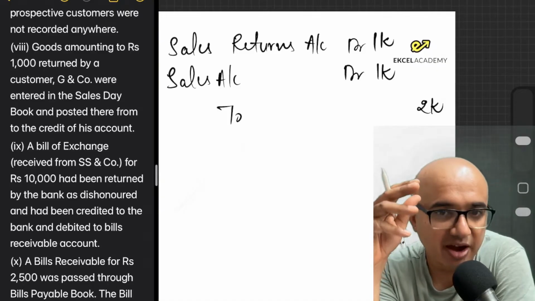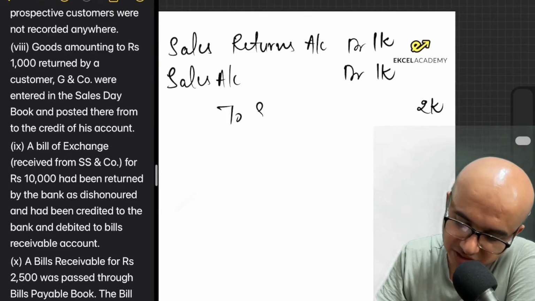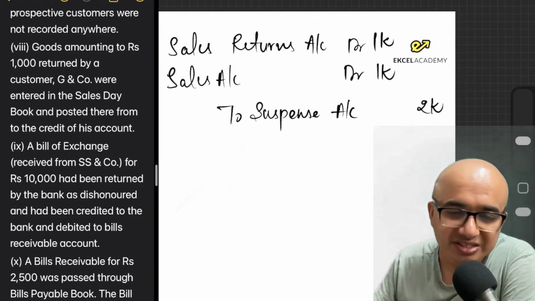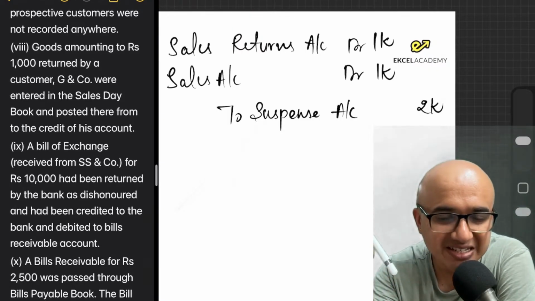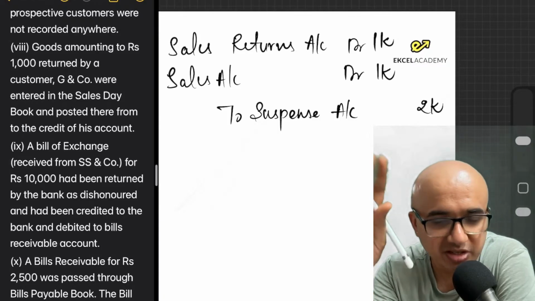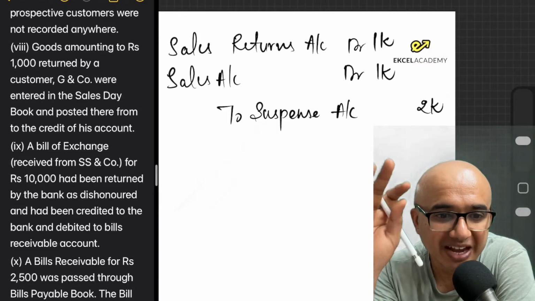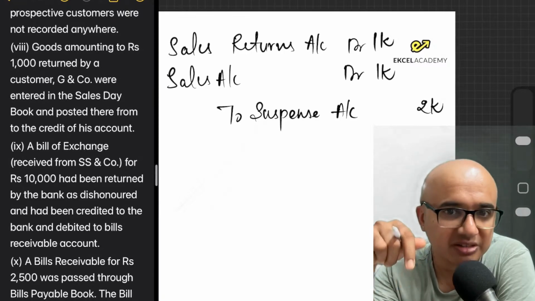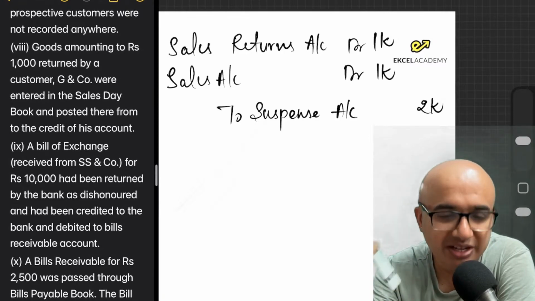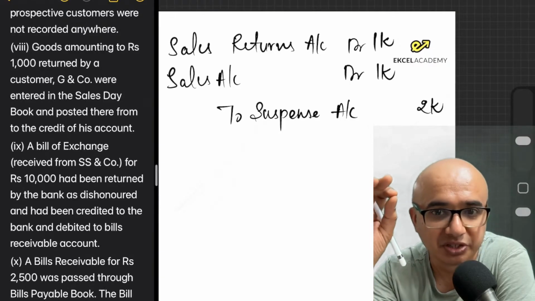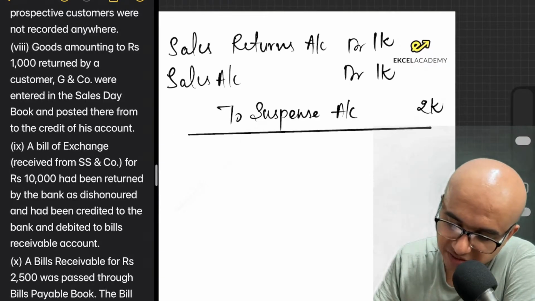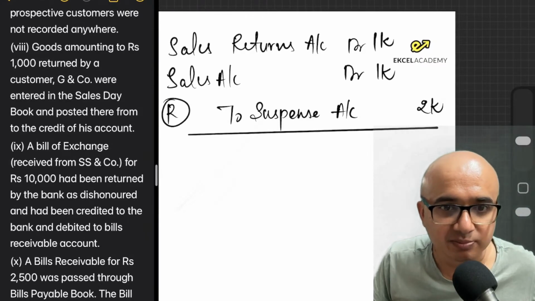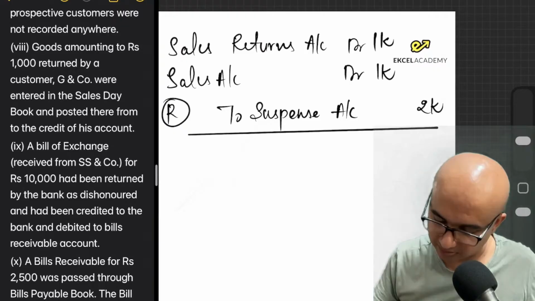So here we have to use a unique account called suspense account. This suspense account has no nature as such. It is neither an asset, liability, income, or expenditure. It is only a temporary filler. That means until you identify why exactly this particular thing happened, you will put it in suspense account. It's a temporary measure. So this is the rectification entry which you are supposed to pass for this particular problem. Okay, let's move on to the next one, which is the 9th one.